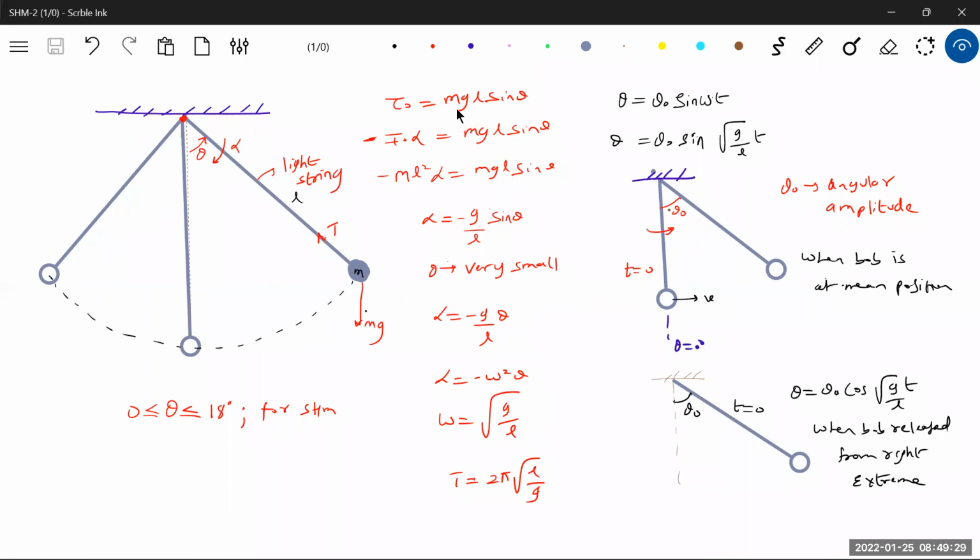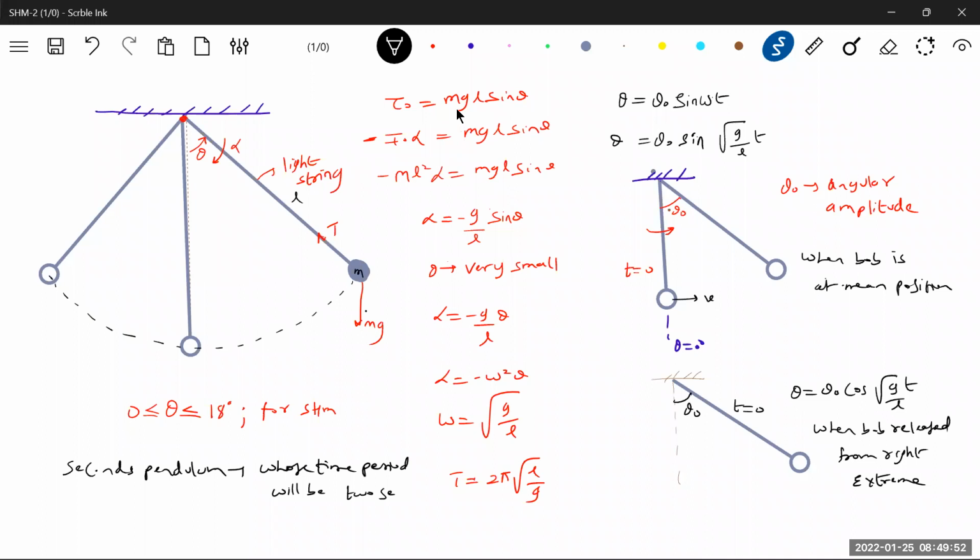After this, we have a seconds pendulum. What do you mean by seconds pendulum? A seconds pendulum is one whose time period will be 2 seconds. That is called a seconds pendulum. Nothing else is there. The time period of oscillation, that pendulum is so designed, the length is so designed that it will take 2 seconds to complete one oscillation. That is called a seconds pendulum.